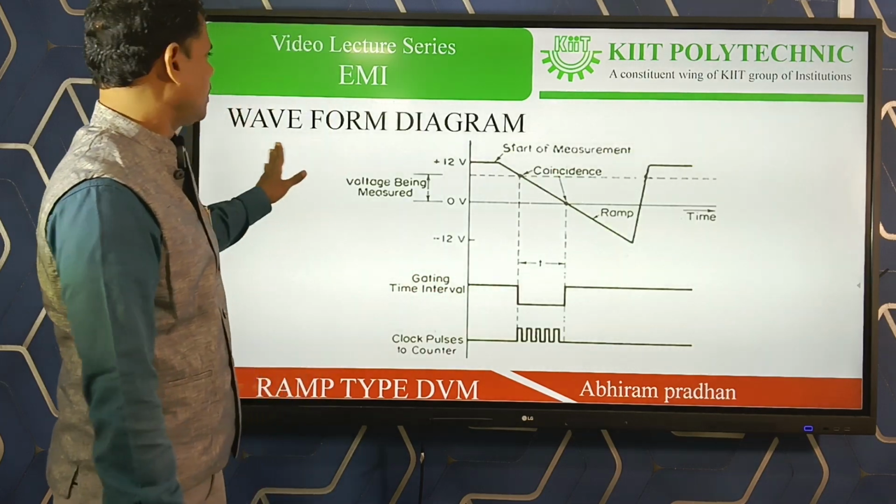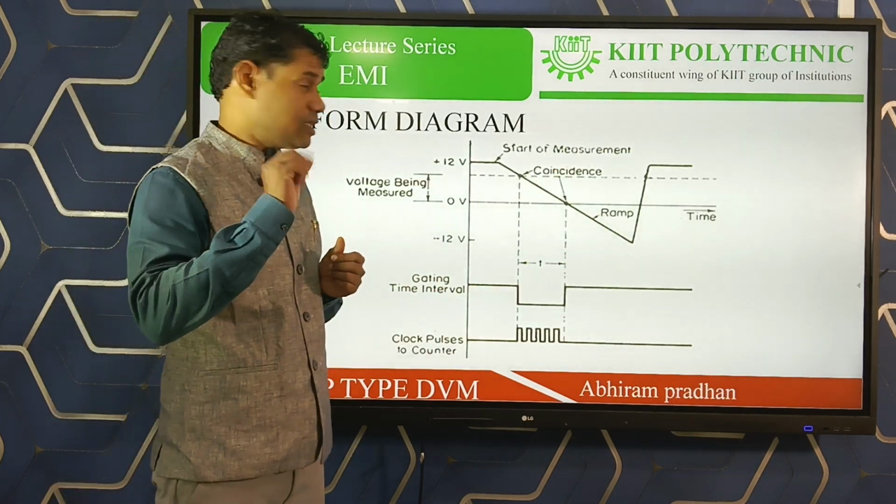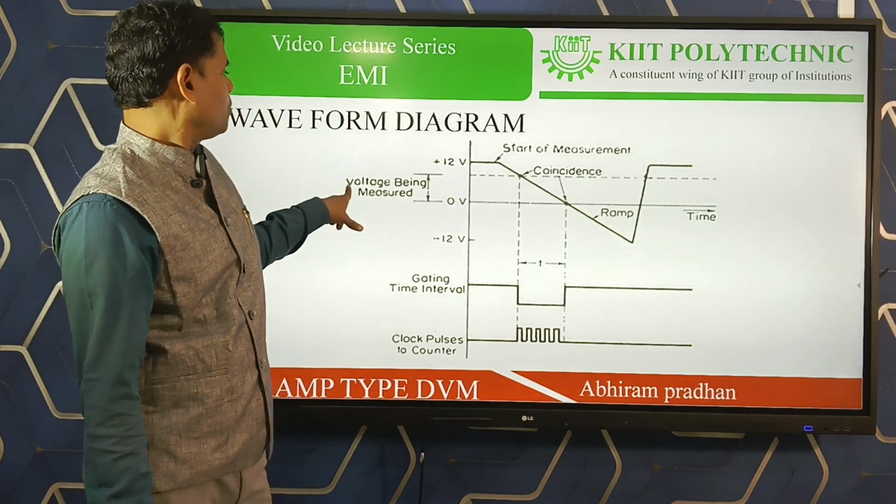Now mark the waveform diagram. The duration, what we are saying is that duration. Now mark the voltage being measured.